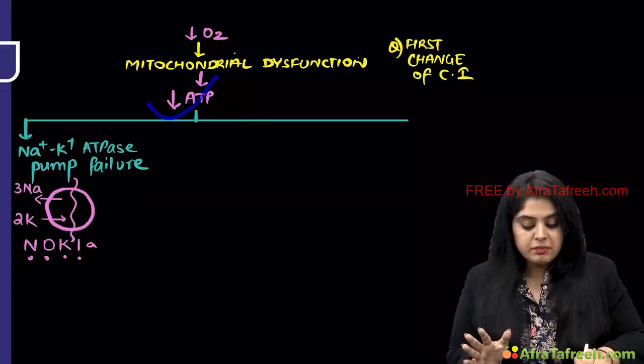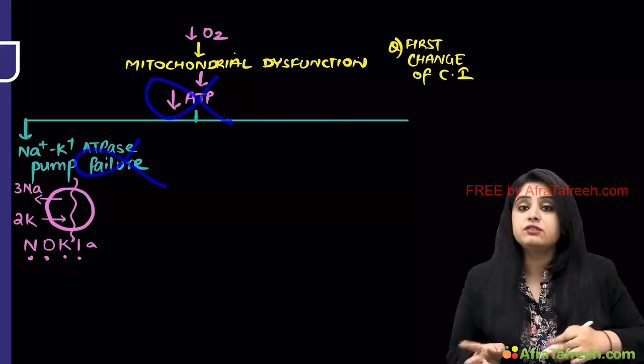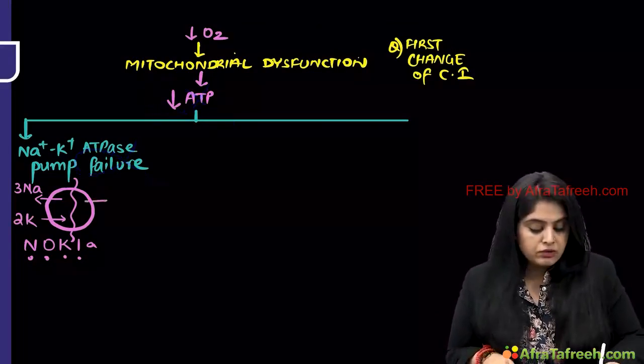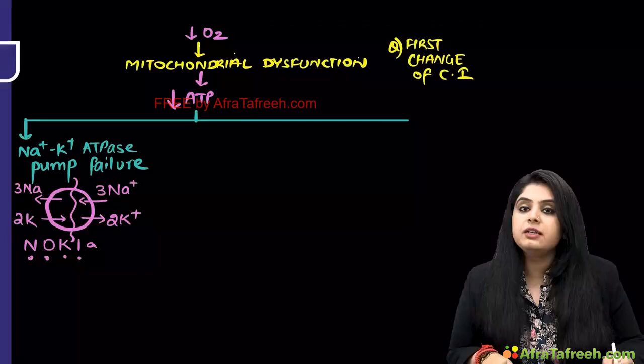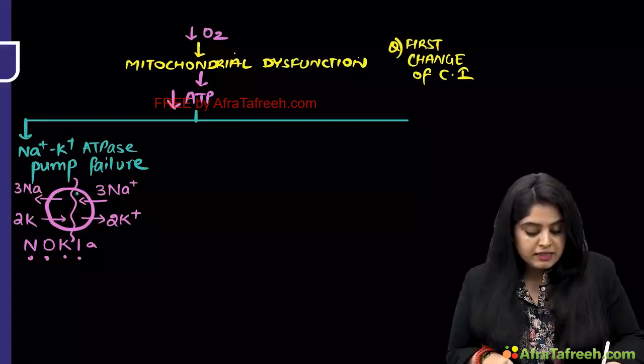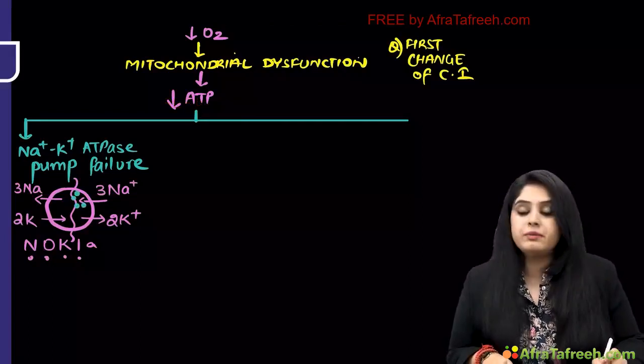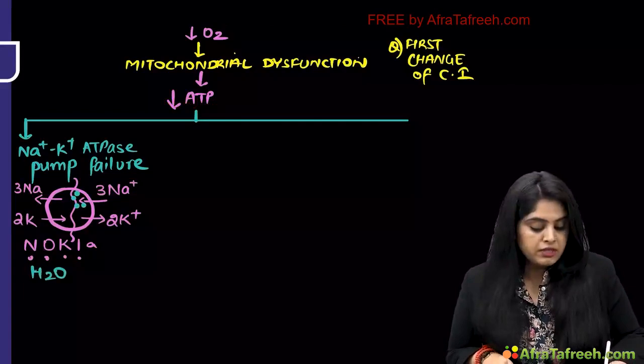Now I'm saying ATP is not there. This pump has failed. So now it's going to be the opposite. Now 3 sodium are going to enter and 2 potassium are going to exit. And that means that because there is more sodium inside, there is going to be a water influx.